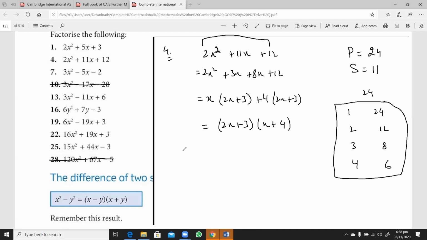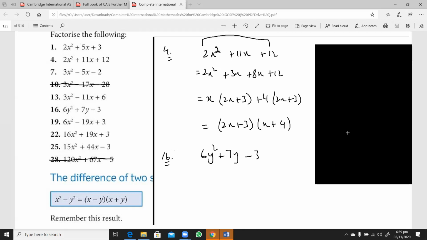Okay, now let's try this 16th question, which says we have 6y squared plus 7y minus 3. Okay, Ayan, what should be the product that we need here? 18. Ayan, what is the product? Sir, 18. It is minus 18. Do not ignore this minus. This is minus 3. This is 6. The product has to be minus 18. And the sum is simply the 7. This comes as it is.